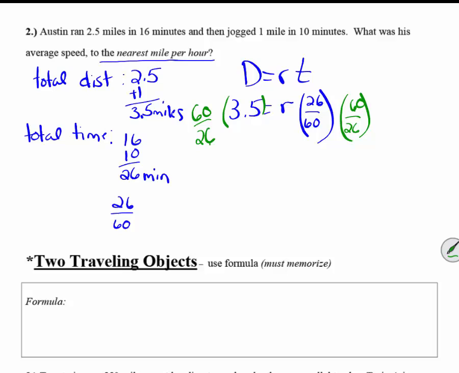And when I did that on my calculator, I got, rounded, 8 miles per hour, because again, it wanted it rounded. All right, formula for the next kind.